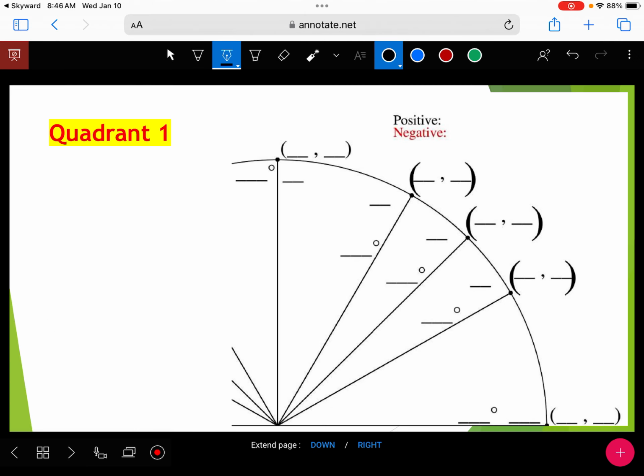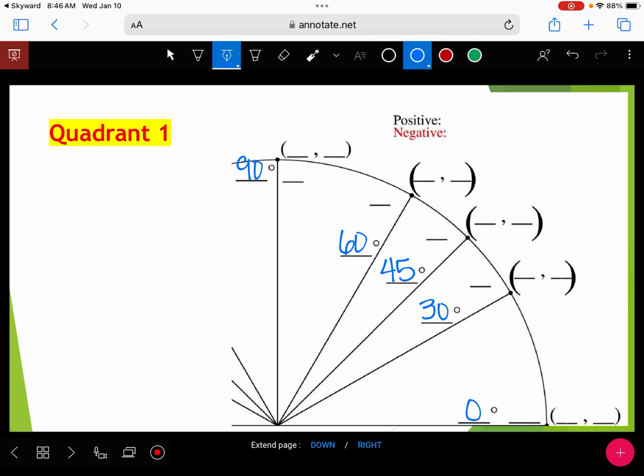All right, so let's go ahead and talk about quadrant 1. The first thing I want to point out is, do you see these dashes that have degrees? We're going to fill in our degrees. We're only doing quadrant 1. So this is 0 degrees. This is 30. This represents a 45-degree angle. This is 60. And what do you think this is right here? 90.